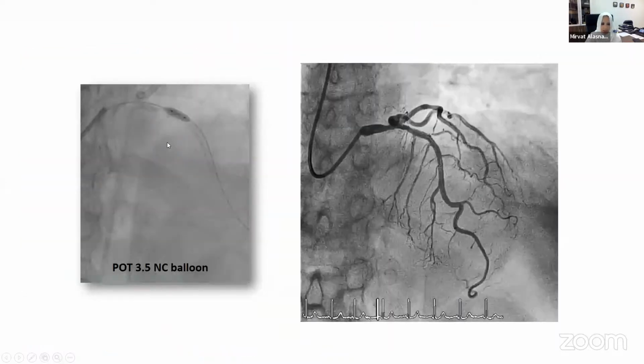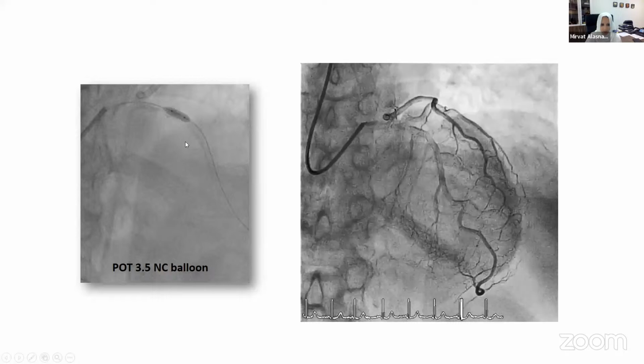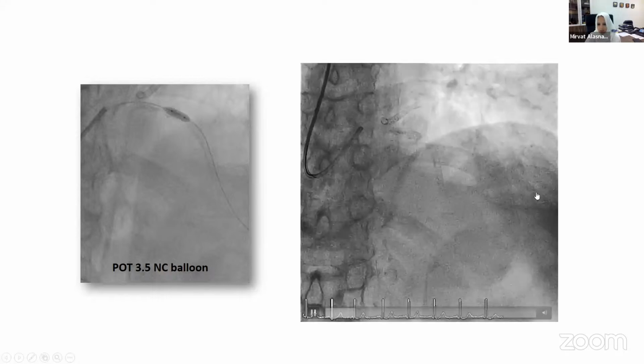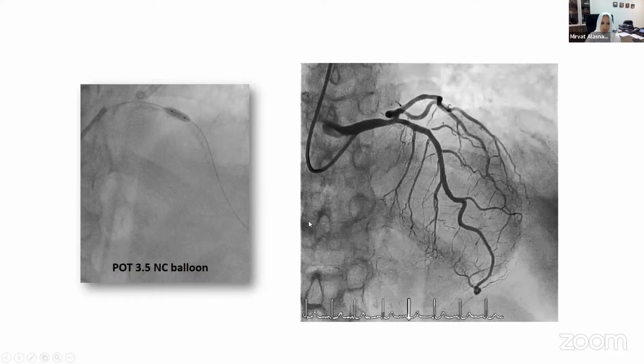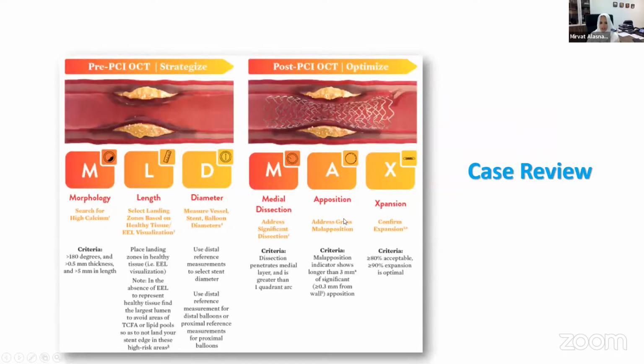But then we went ahead, used a higher balloon, a bigger balloon, 3.5, and then this was the final angiogram. Looks good. And then the OCT, I'm not sure if I showed it in a previous image, actually showed better apposition. So these are the criteria that we need to remember. I recommend that you have them in your cath lab, accessible until you become comfortable with them.